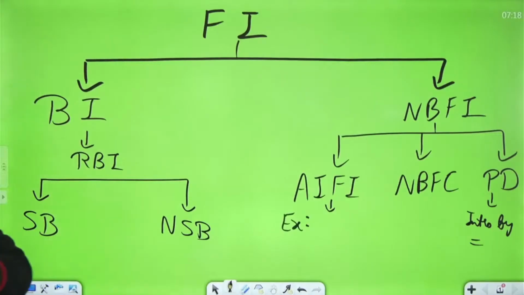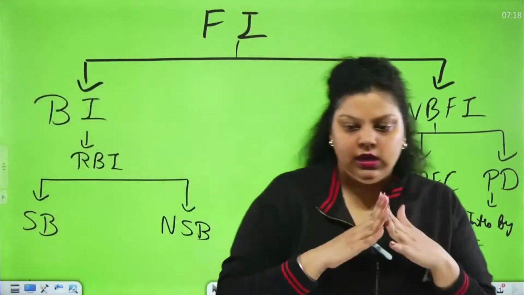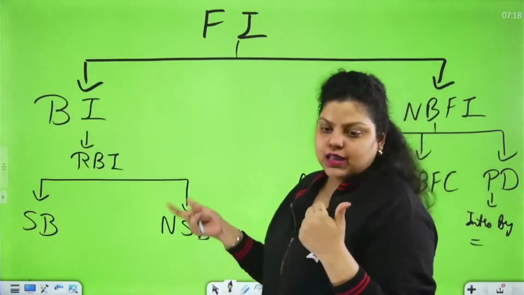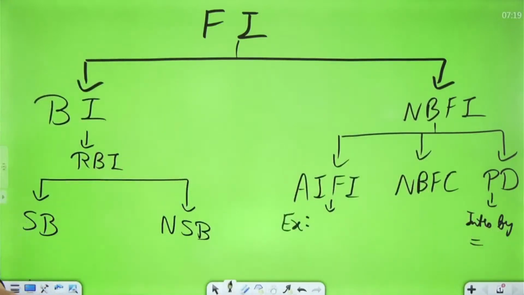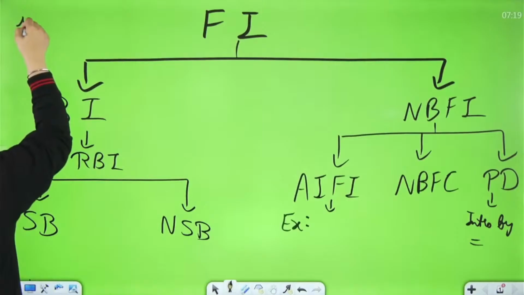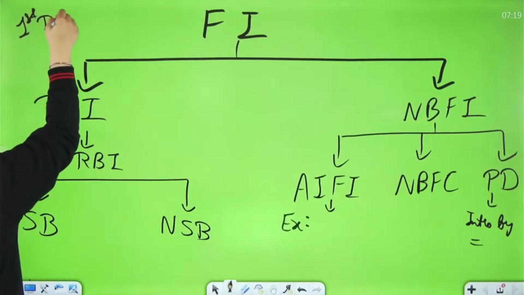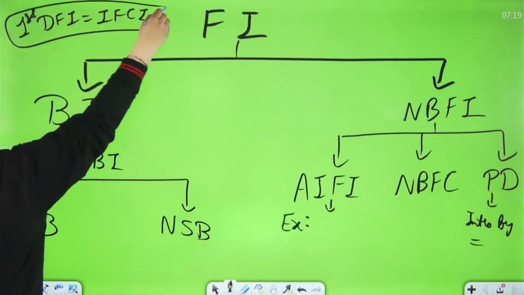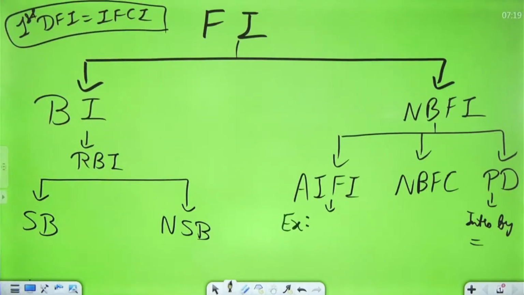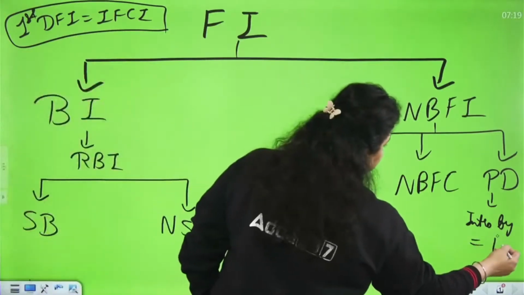So the financial institutions of the country are divided into two categories. One is banking and the other one is non-banking. First NBFC, IFCI. No. It was not an NBFC first. It was the first development financial institution, that was IFCI. IFCI is the first development financial institution, established in 1948. This is RBI, that's correct.